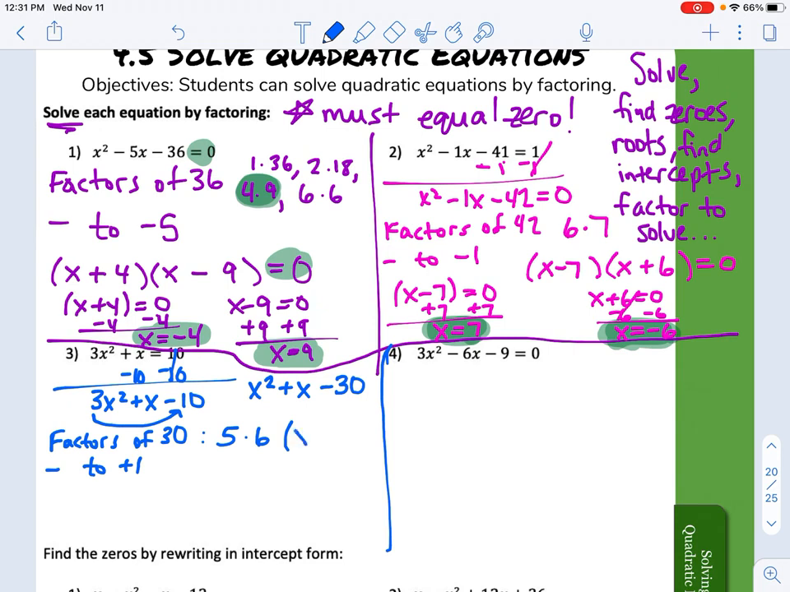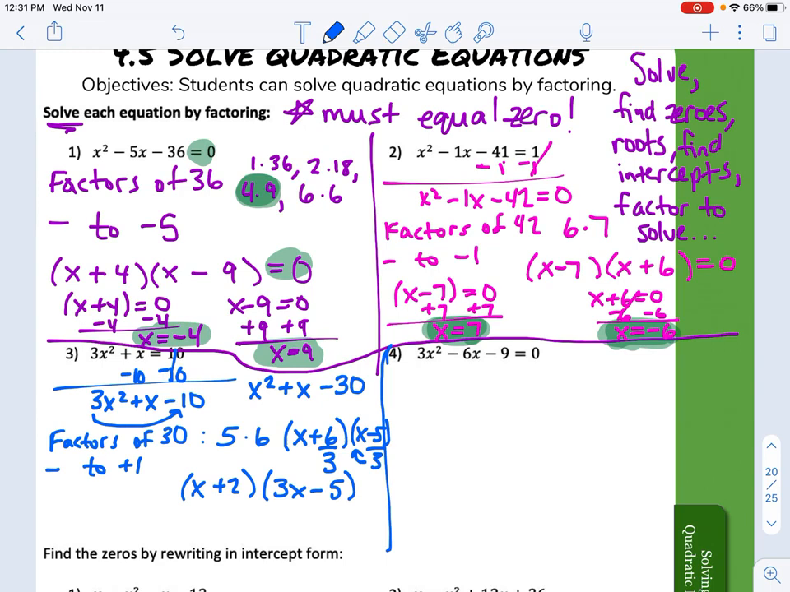I know we need to get to positive 1, so I need positive 6, negative 5. And then I slide my 3 under both terms. Reduce it if possible. If not, slide the 3 back up front of the x. If we were to check these by foiling, we would be back at our original problem.